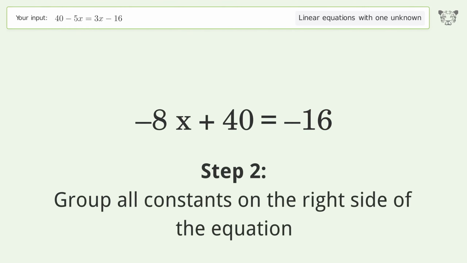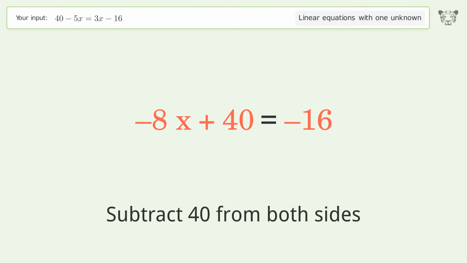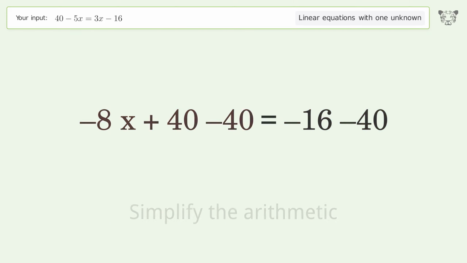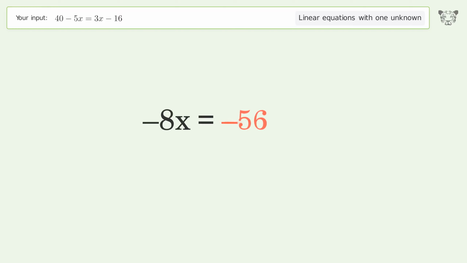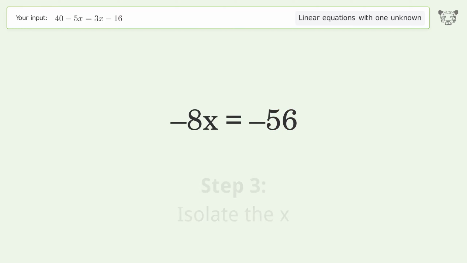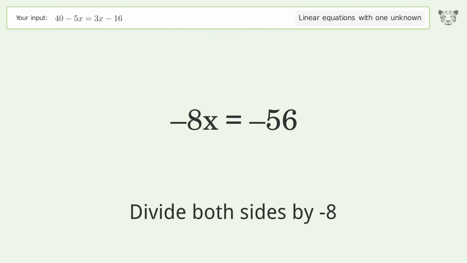Group all constants on the right side of the equation. Subtract 40 from both sides. Simplify the arithmetic. Isolate the x. Divide both sides by -8.